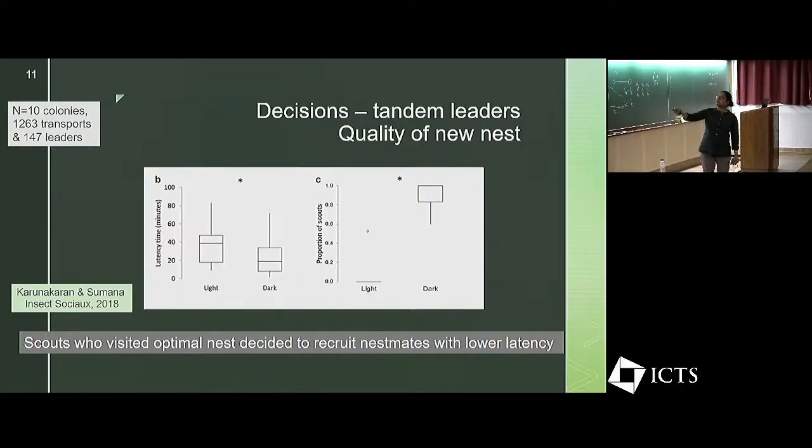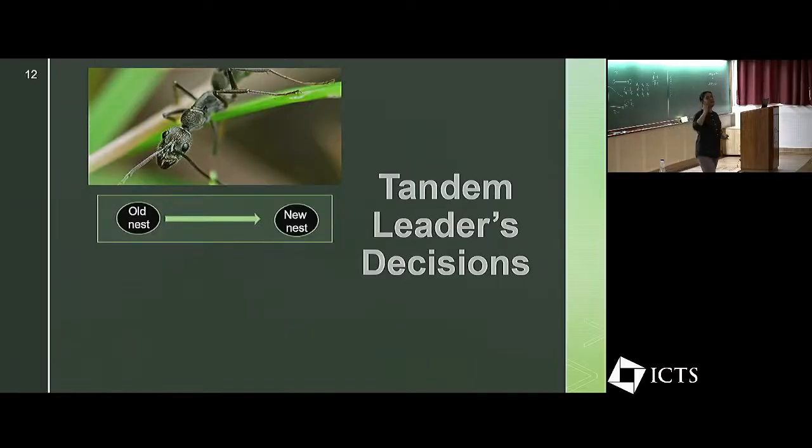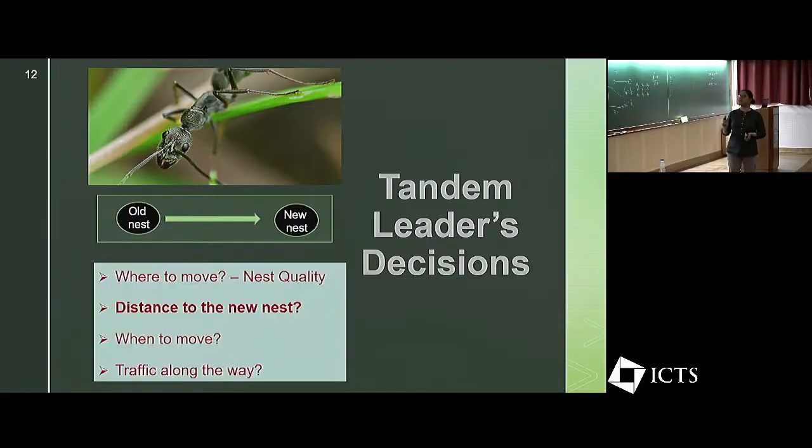So as a consequence of this difference, the decision of leaders to go to dark nests quickly, the entire colony moves into the optimal nest, because of this low latency. So remember, the colony cannot split into two options because all the individuals have to be cohesive, and there is only one reproductive. So the reproductive and all the members have to get into only one of the possible nests. So the scouts who visited the optimal nest decided to recruit nestmates with lower latency, and that led to the decision of occupying the dark nest, the optimal nest.